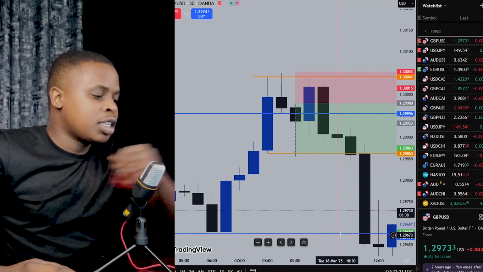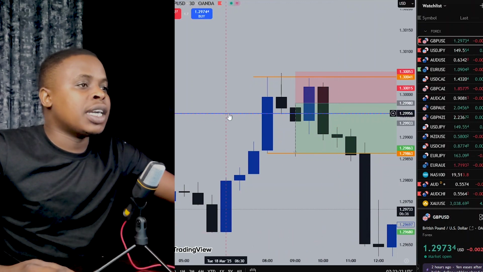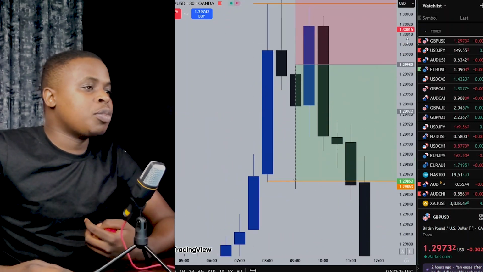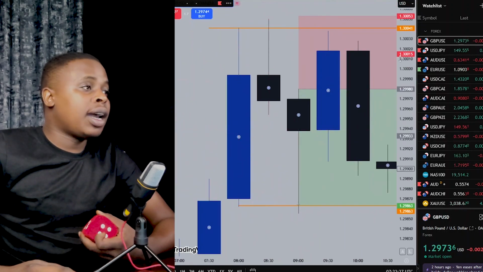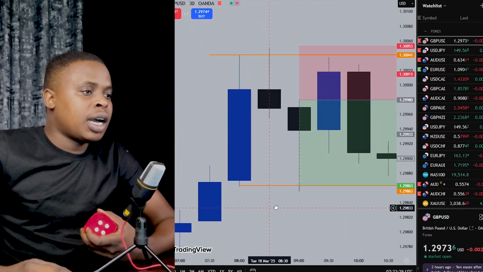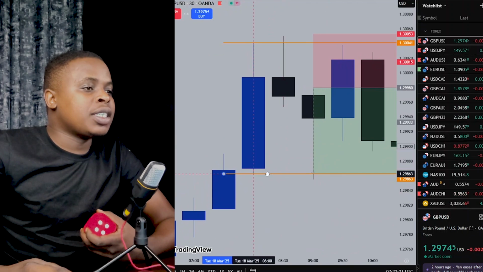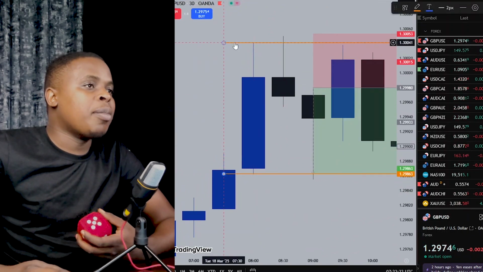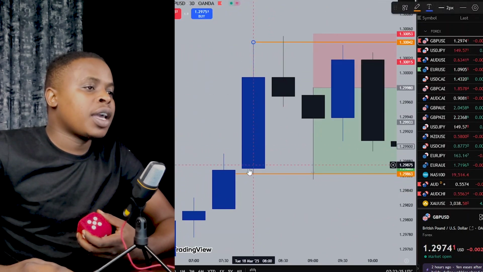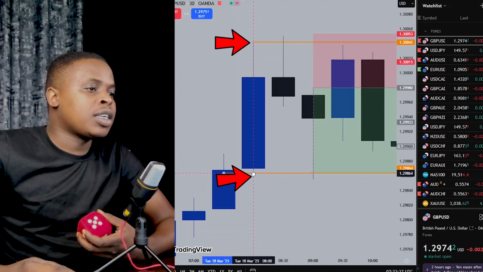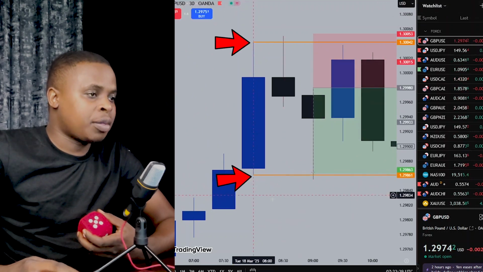So let me delete these blue lines. We are done with this. Let me delete these blue lines and let me show you another one. So here, what happened is that on the 30 minutes time frame, I marked the top of this candle and the bottom of this candle, right?